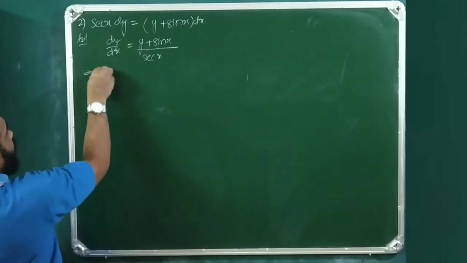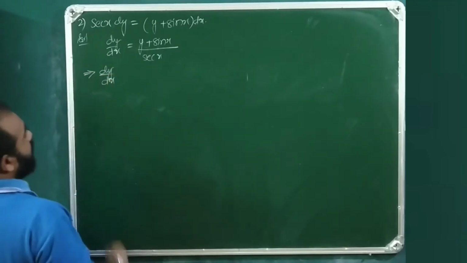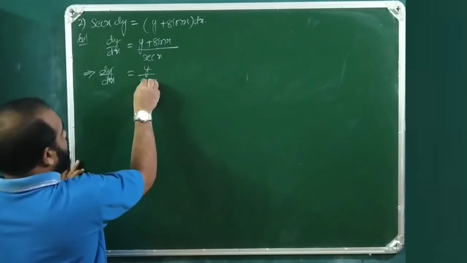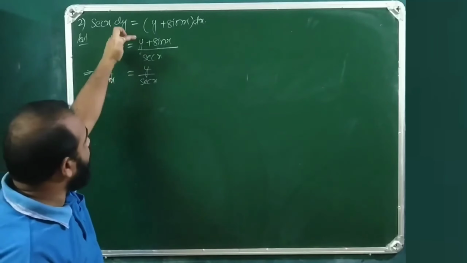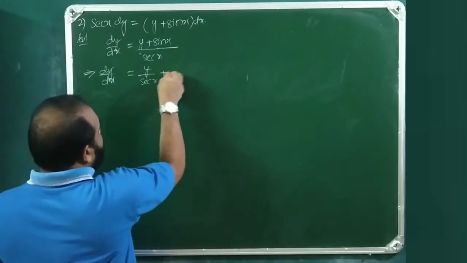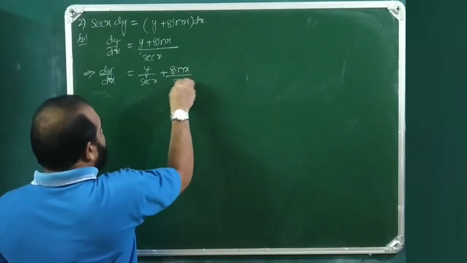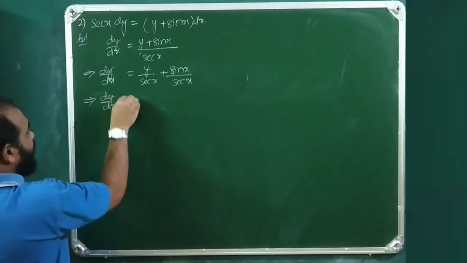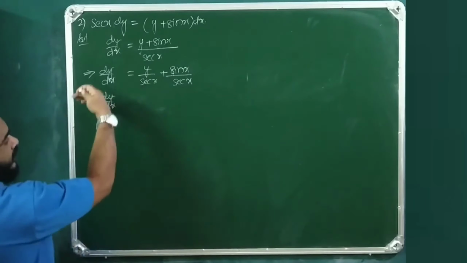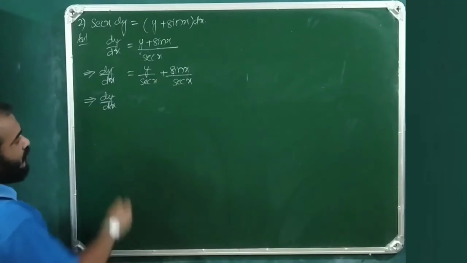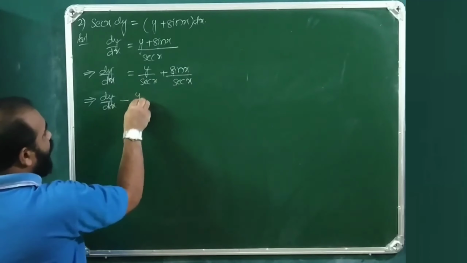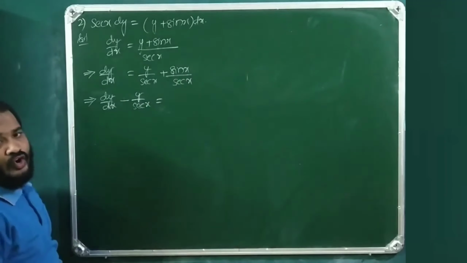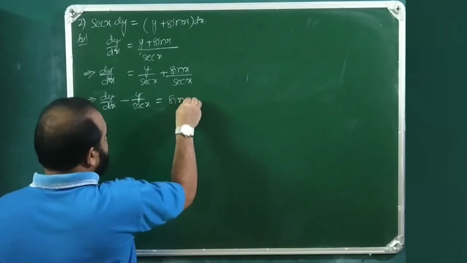This is dy by dx equals y by secant x, since a plus b by c is a by c plus b by c, plus sin x by secant x. On transposing, dy by dx minus y by secant x is equal to sin x by secant x, and 1 by secant is cos, so this is sin x into cos x.